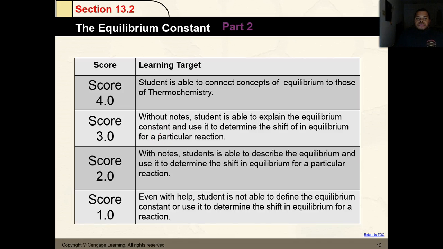Alright, good afternoon everyone. We're going to go ahead and get into the second part of our video, which is going to deal with the equilibrium constant, or as we saw it in the previous unit, that Keq thing that I kept pulling in as we were talking about kinetics.